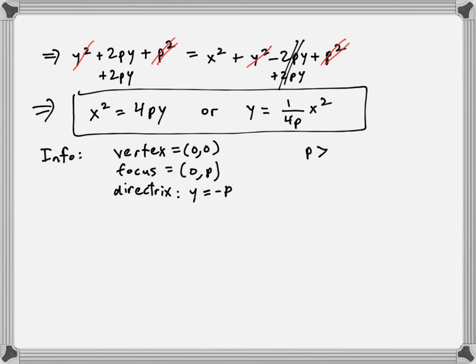If p is positive, and that's the case that we did, in our picture p was a positive number, this means that it opens up. If p is negative, then it opens down.